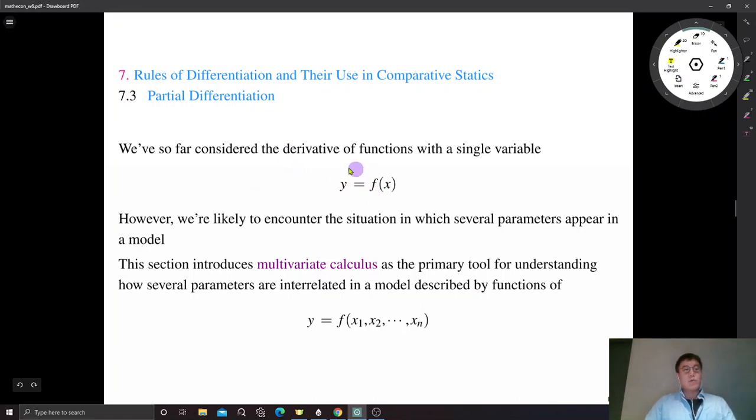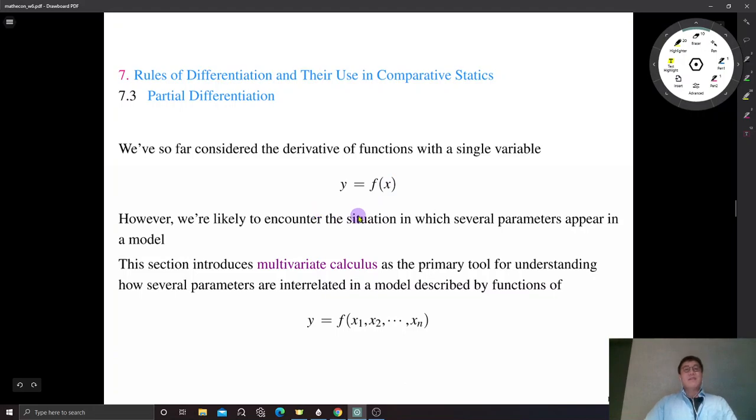So far, we studied the derivative of functions with a single variable. So the function depends on just one variable, and this kind of function specifies a relation between these two variables. We have just one input and one output, right? And then the relationship between these two variables is specified by function f.